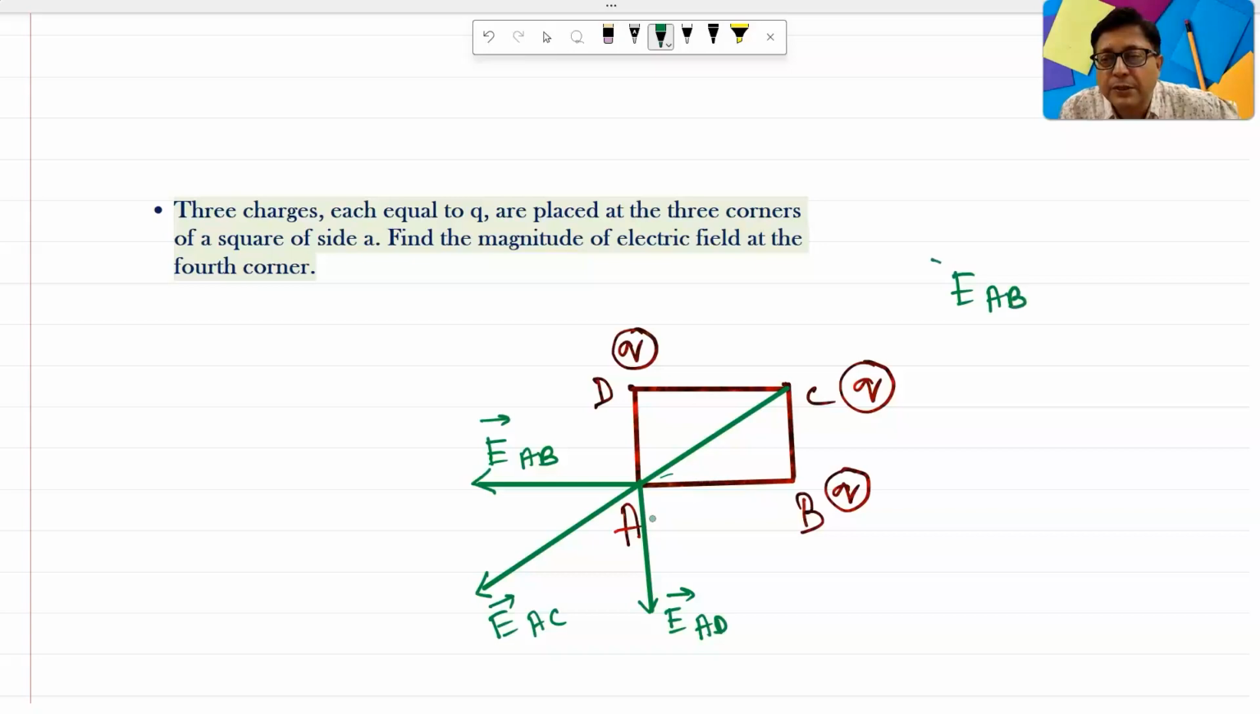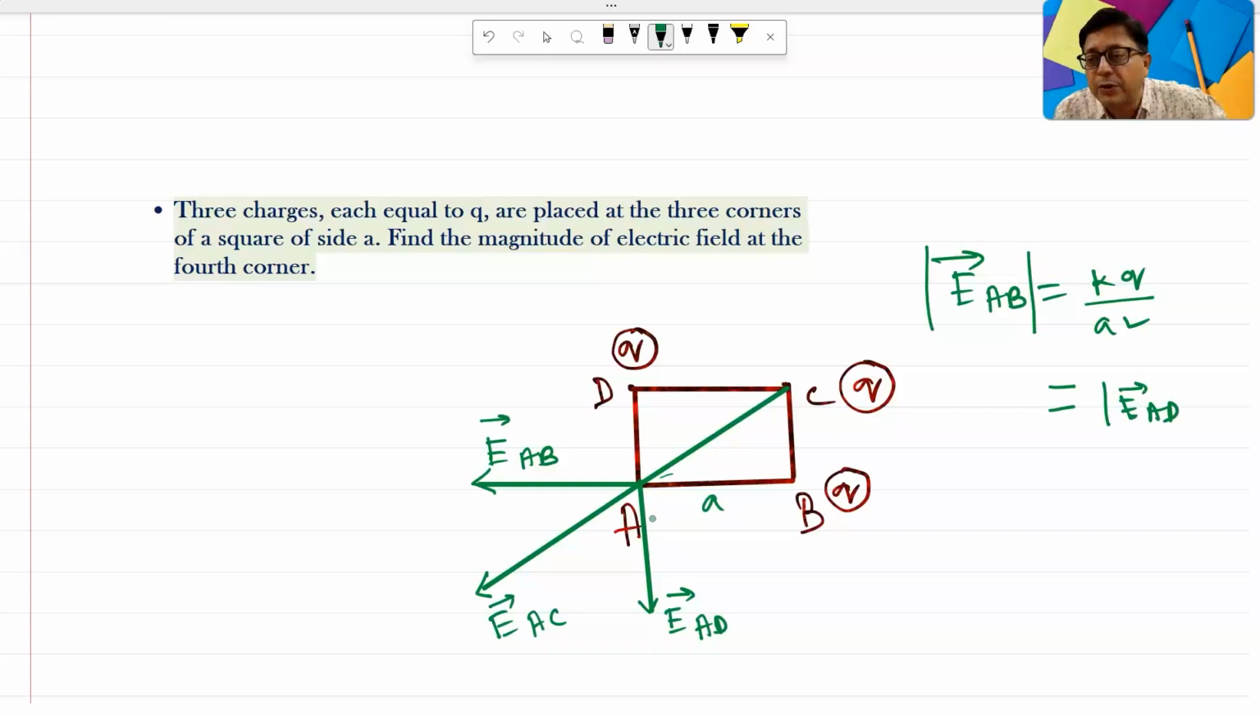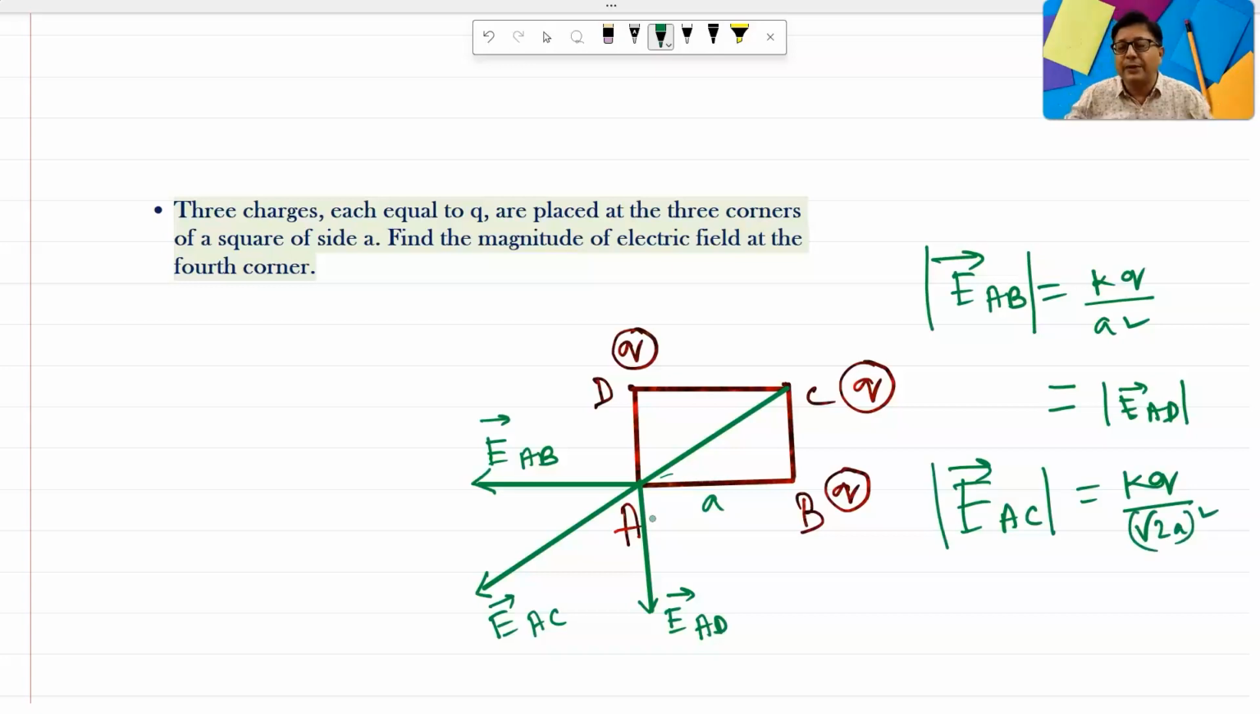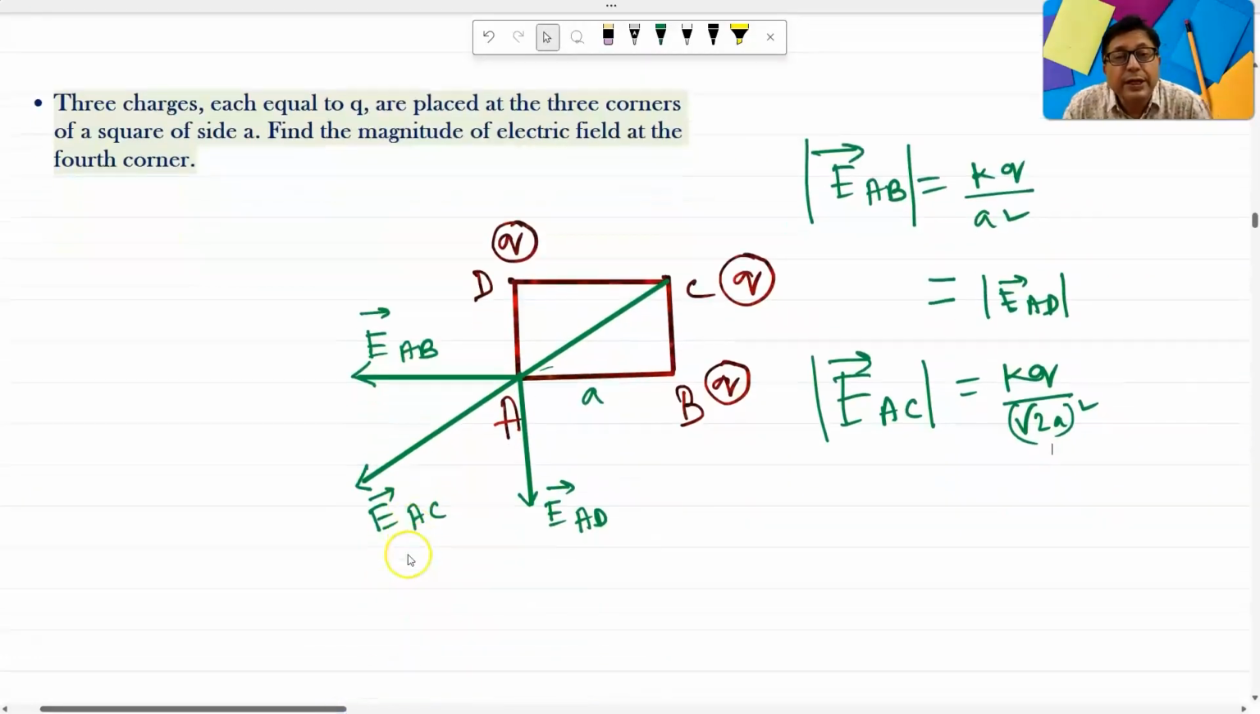Before we go further in calculation, we must check the value of EAB. EAB is how much? This side length is A. It is, mod we are writing because direction is already shown, KQ by A square. And EAD has the same magnitude, KQ by A square. But EAC has a different value. This is equal to KQ by root 2 A whole square.